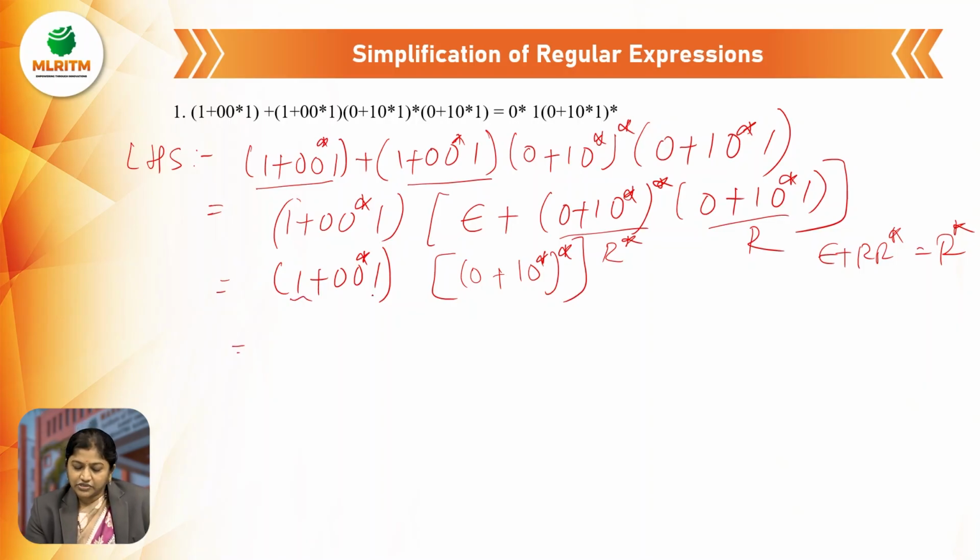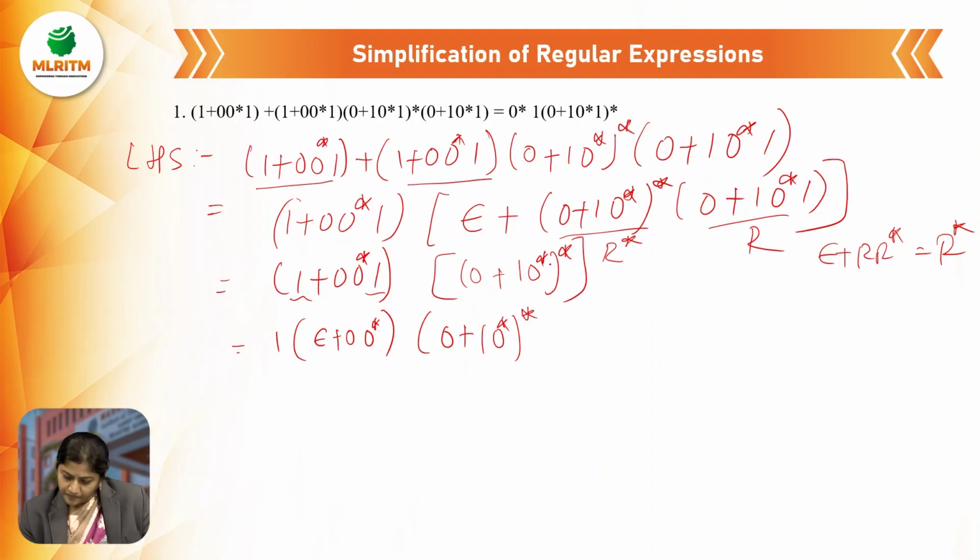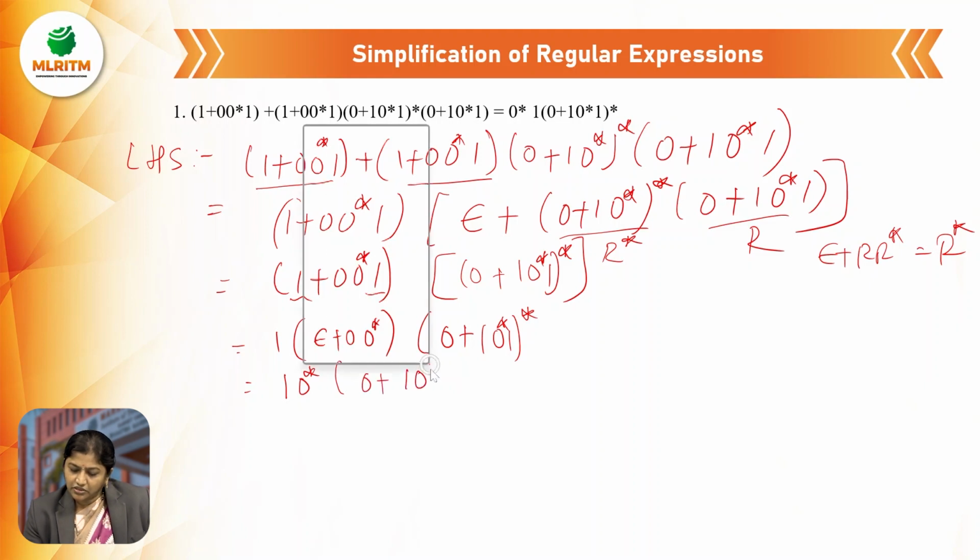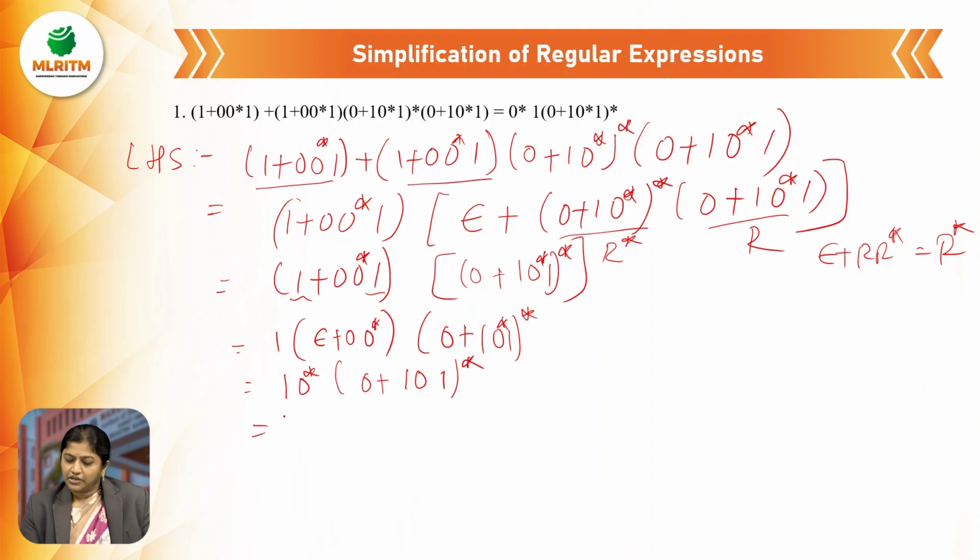Next, what is common among these? 1 is common: 1 (epsilon plus 00 star). Epsilon plus 00 star is nothing but epsilon plus R star, so this is again R star only. So 1 0 star into (0 plus 10 star 1) whole star, right? But in the RHS it is 0 star 1, so we can just rearrange: 0 star 1 (0 plus 10 star 1) whole star, which is equal to the RHS.